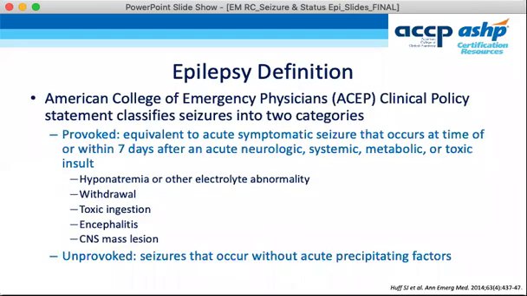The American College of Emergency Physicians, or ACEP, clinical policy statement classifies seizures into two categories. First, as provoked, and this is equivalent to an acute symptomatic seizure that occurs at the time of or within 7 days of an acute neurologic, systemic, metabolic, or toxic insult. These can include hyponatremia or other electrolyte abnormality, including magnesium, withdrawal from medications or other substances, toxic ingestion, encephalitis, or CNS mass lesion. Unprovoked is seizures that occur without acute precipitating factors.